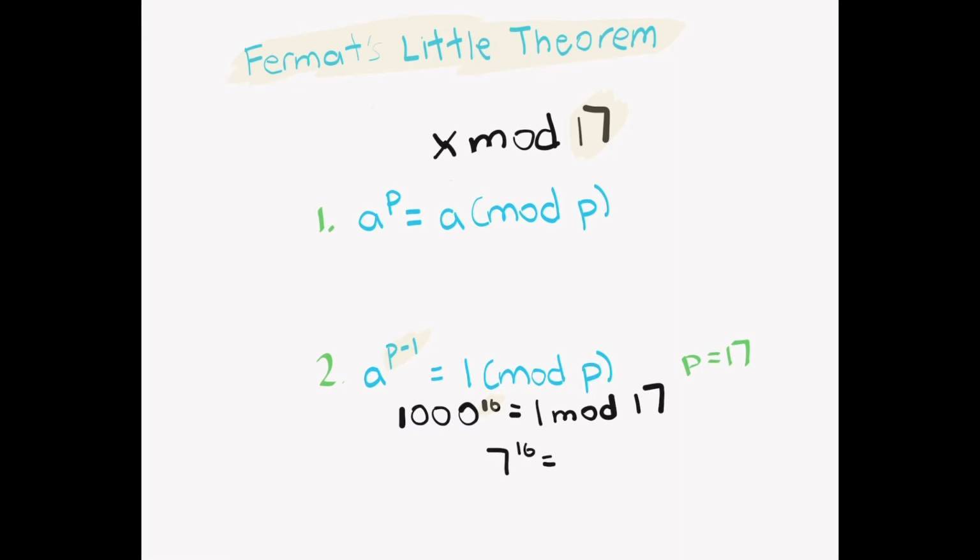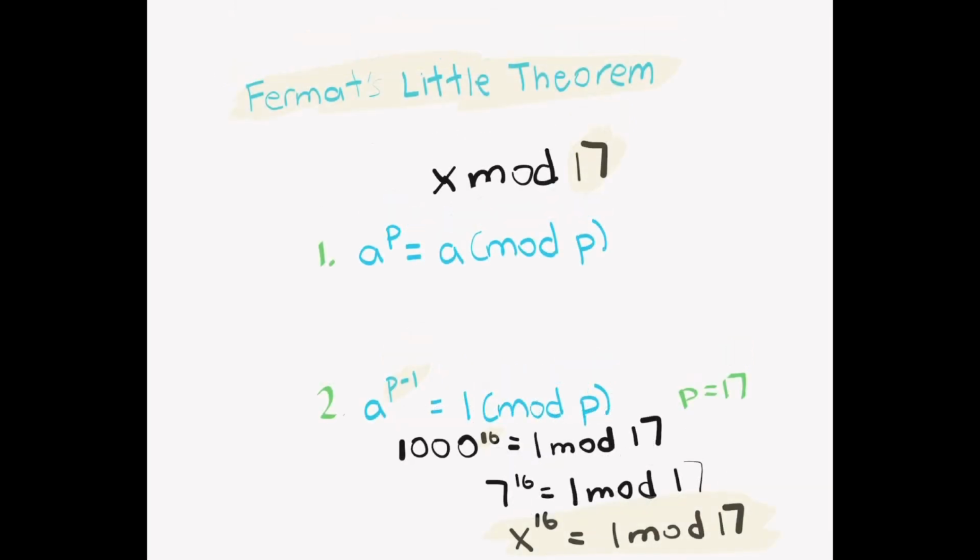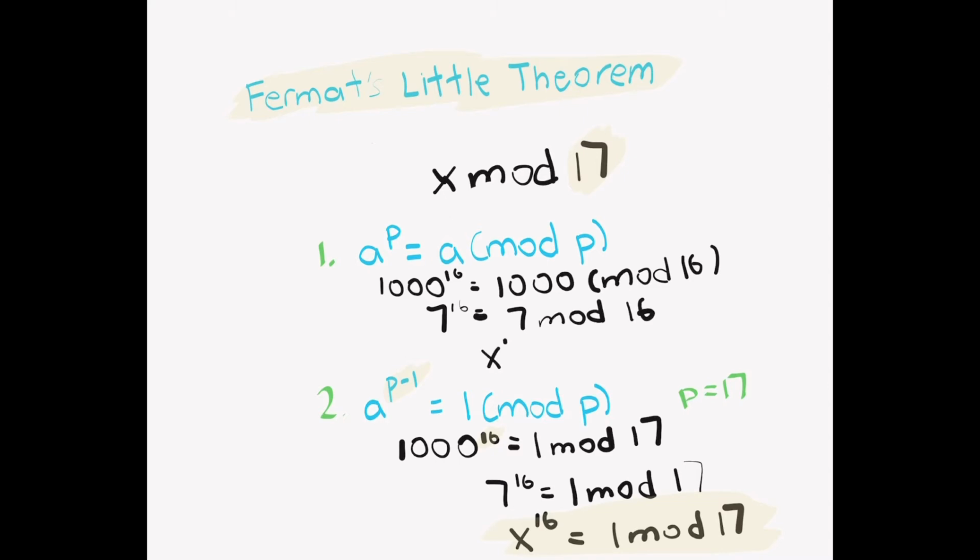So we can also use 7 to the power of 16 equals 1 mod 17. Basically any value to the power of 16 equals 1 mod 17 as long as x isn't divisible by 17. For the first equation, we can do 1000 to the power of 16 equals 1000 mod 16. Maybe I should use a smaller number, but p equals 16 is valid because 16 obviously isn't prime. If p equals 17, then that wouldn't work. So x to the power of 16 would equal 16 mod x.